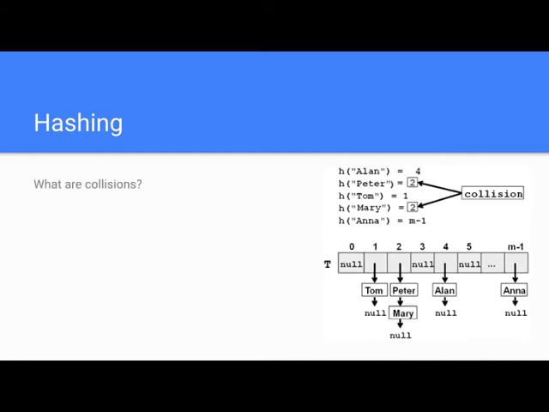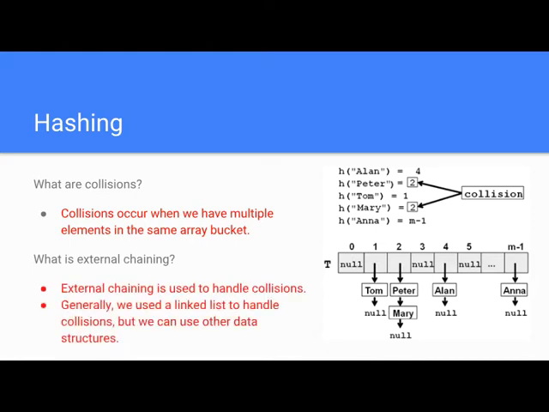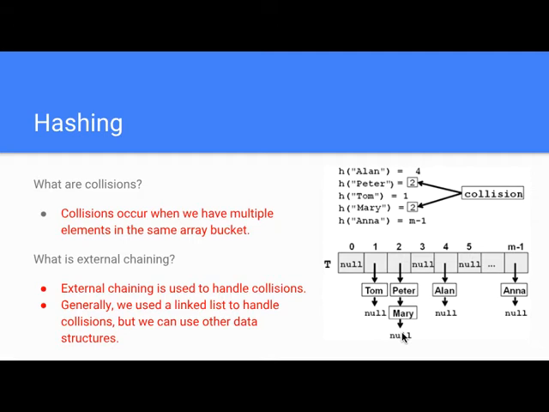Okay, so let's talk about collisions. Collisions are when we have multiple elements in the same array bucket. And then we have external chaining. We talked about this, right? External chaining is a way to handle collisions within our array. Generally we use a linked list, as you see here. But we can use other data structures, like a tree, maybe some sort of heap object. In this class, though, we'll generally use a linked list.